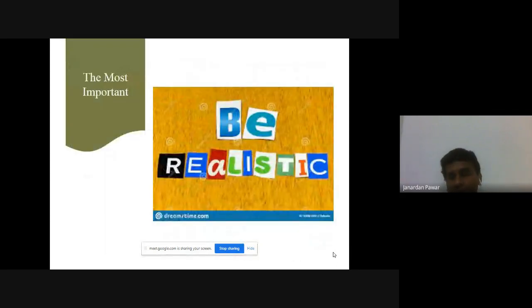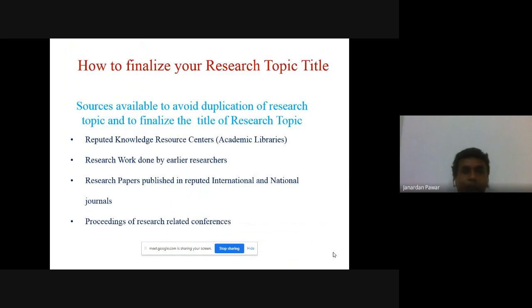Now, moving on to the next one. Whenever you want to choose a topic for research, the most important thing that you have to remember is to be realistic. Do not go for an unrealistic topic or unrealistic type of study. Always remember that we are doing research in social sciences, not in natural sciences. So remember the limitations of our subject and accordingly select the topic.